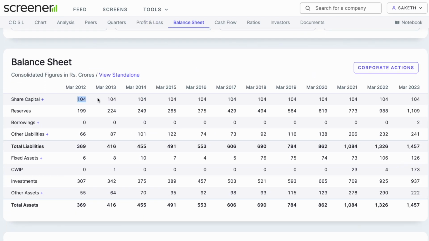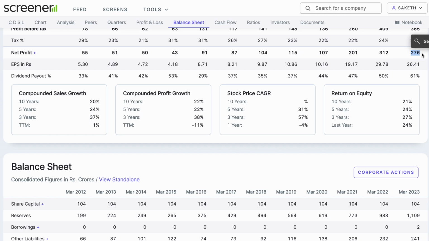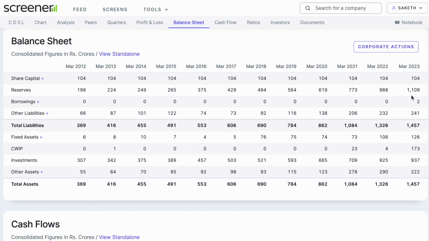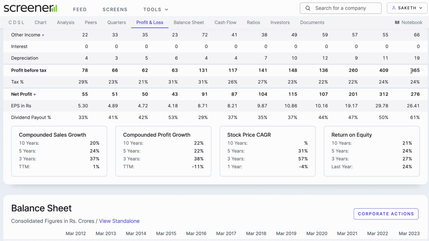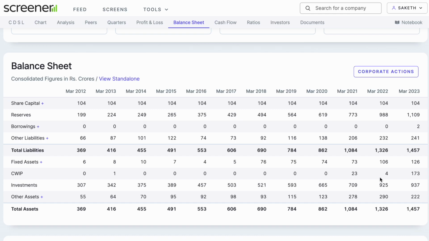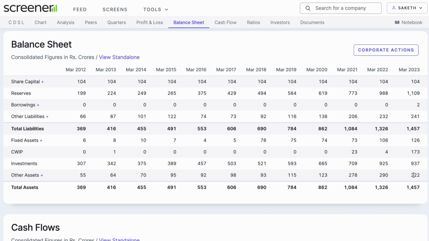And see here, in the balance sheet there are no borrowings. There are only 2 crores of borrowings, which means it is a debt-free company. They are making about 276 crores of profit, so if they give 2 crores for the borrowings, they will be through. And the other liabilities are also low, only about 241 crores. The profit is 365 crores, so one year of profit equals the other liabilities, not total liabilities. There are a lot of reserves here, 109 crores, and other assets of about 220 crores. The balance sheet looks very good.